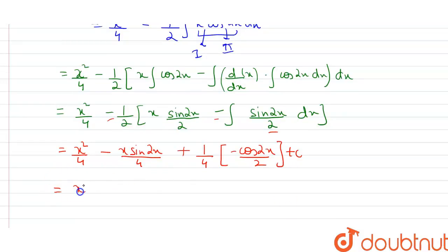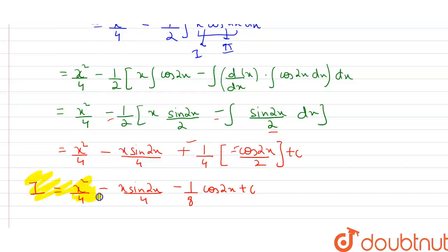Now that is equal to x square upon 4 minus x sine 2x upon 4 plus, or it is plus and minus will be minus, so it is minus 1 upon 8 cos 2x plus c. Now this is the required integration of our question. This is our answer.